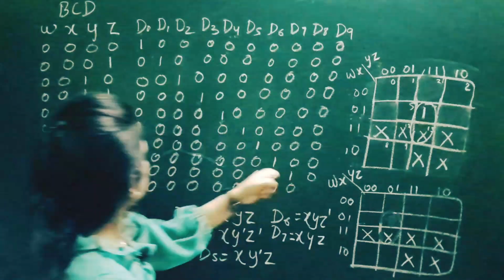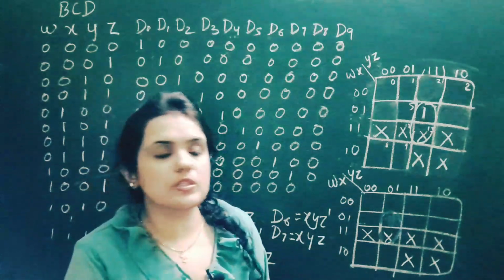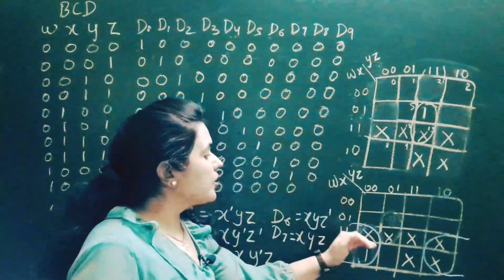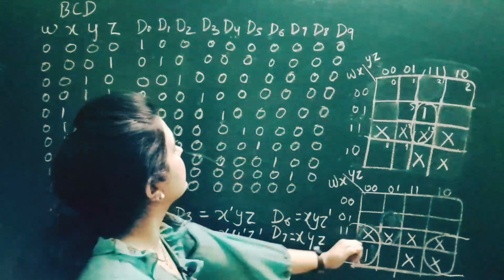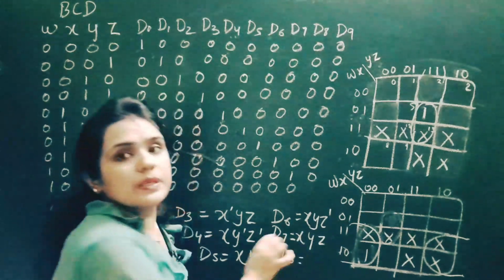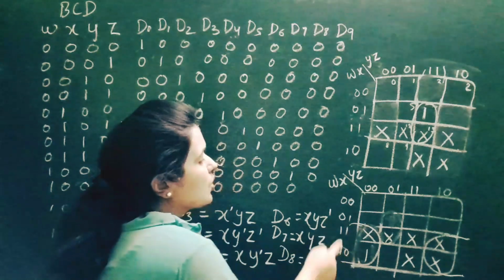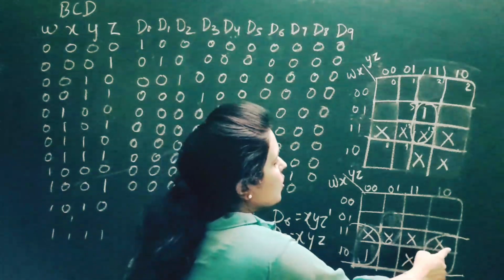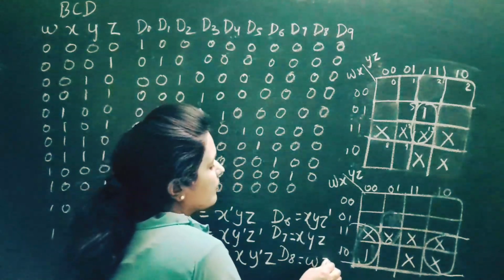D8. D8 is 1 when the value of wxyz is 1 0 0 0 and when the value of wxyz is 1 0 0 1. Now here we can make a group of 4 by rolling. So the group corresponding to D8 is this. Now the expression will be D8 is equal to what? This group falls in these two rows, and in these two rows the value of w is fixed, which is 1 only, so we should write w, and in these two columns the value of y is changing but the value of z is fixed, which is 0, so we should write complement of z.